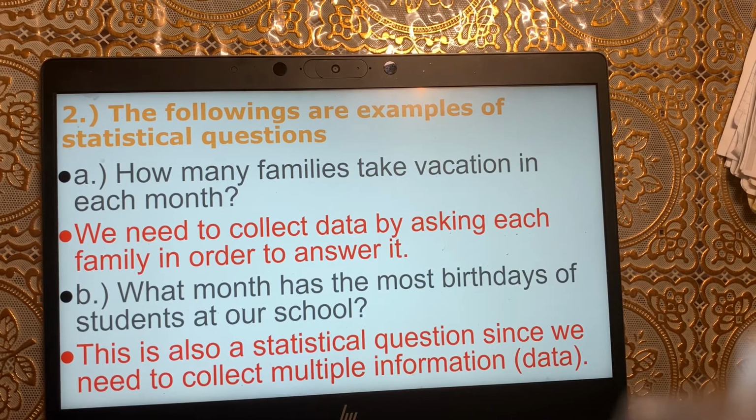Or what month has the most birthdays of students at our school? This is also a statistical question, because you need to collect multiple pieces of information. Either you need to go to the records office and check the birth dates of each student and then tally that, and find which month has the highest number of birthdays. You can answer it through that. So this is a statistical question.